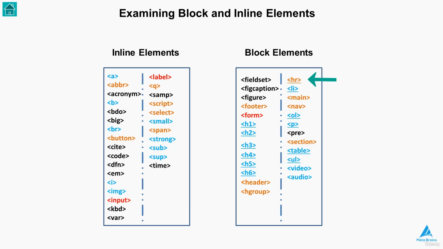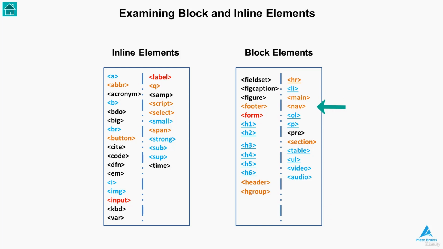HR tag, HR stands for horizontal rule. It's used to divide the content into sections. It's done through a horizontal rule or line that is formed at the bottom of the section. Main tag, it specifies the main content of the website for search engine optimization purposes. Okay, then we have the nav tag, it's used for navigating through the header part of the content.